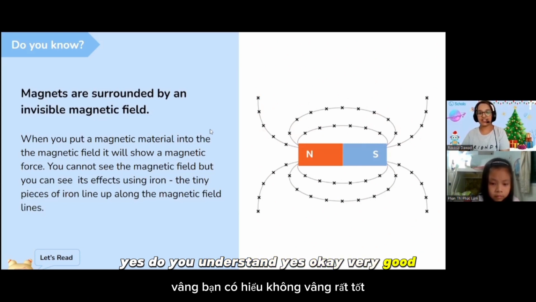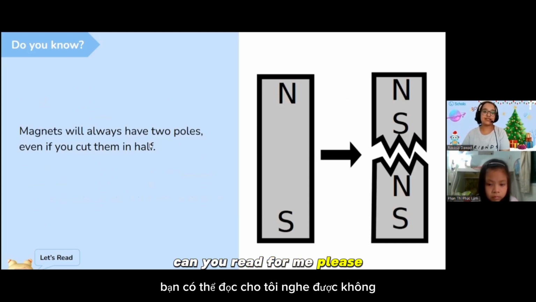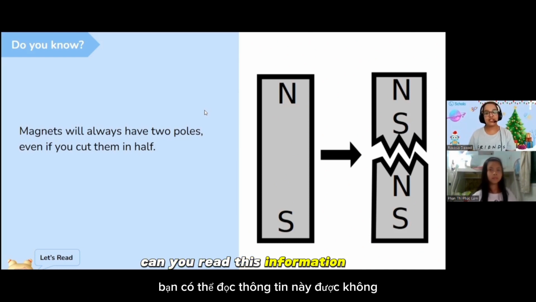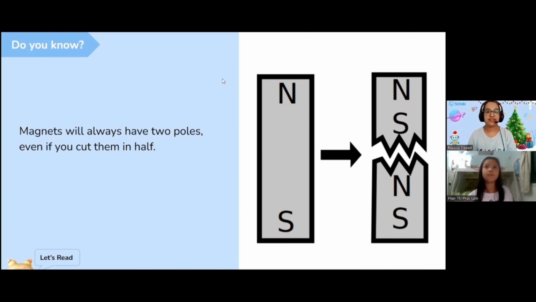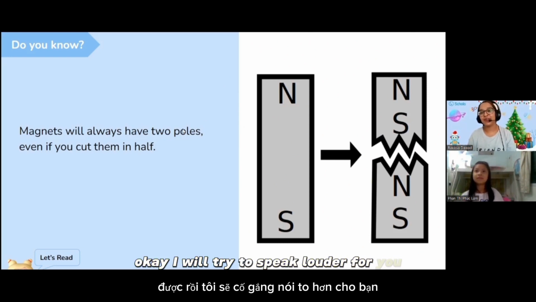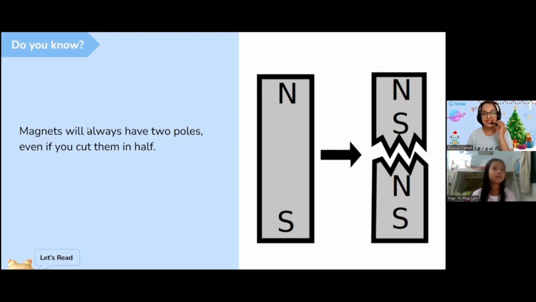Okay, very good. Now let's look at the next part of the lesson. Can you read for me, please? Can you read this information, please? Okay, I will try to speak louder for you. Okay, so can you read this information, please?